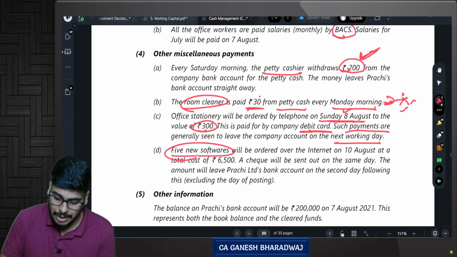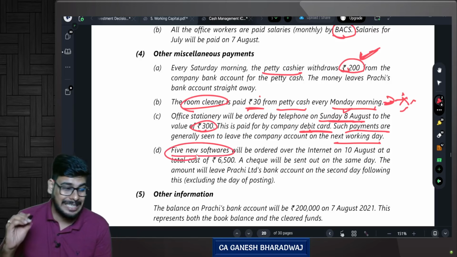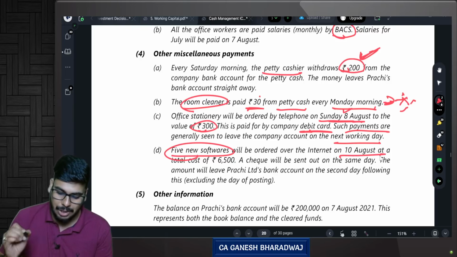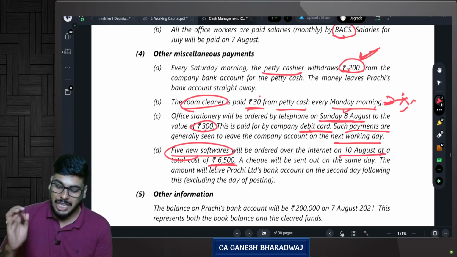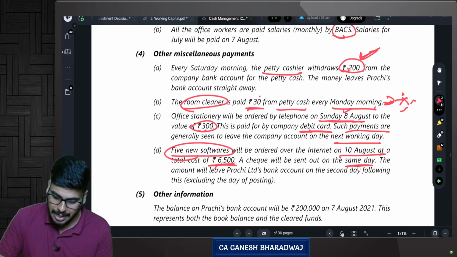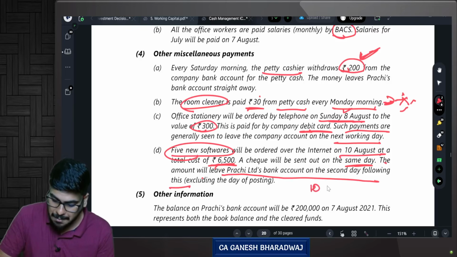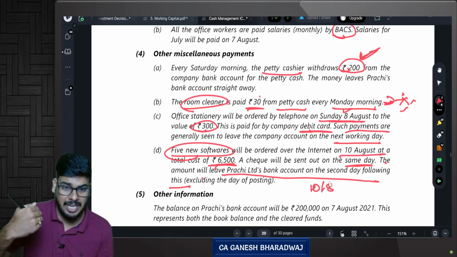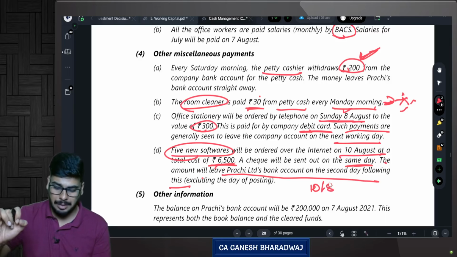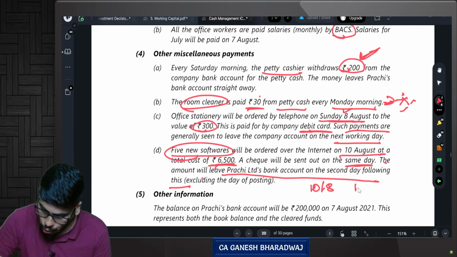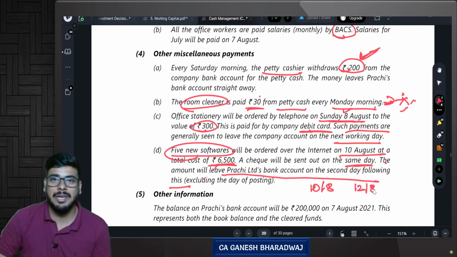5 new softwares will be ordered over the internet on 10th of August at a total cost of 6,500. A check will be sent out on the same day. The amount will leave Prachi's bank account on the second day following the date of posting. So if I issue a check on 10th, then 11th, 12th, only on 12th will it move out from my bank account.